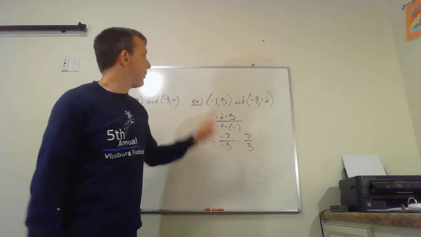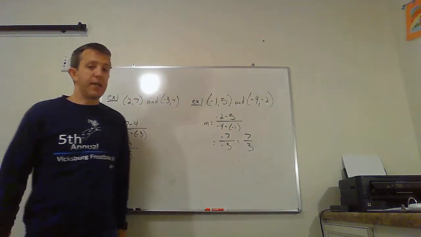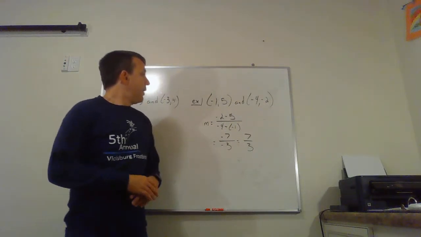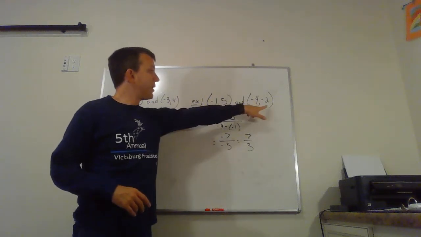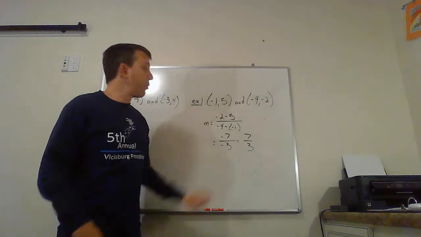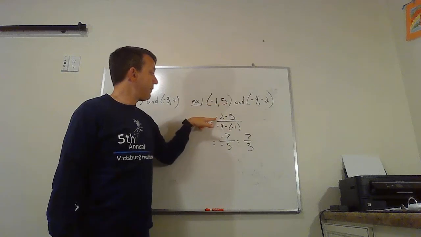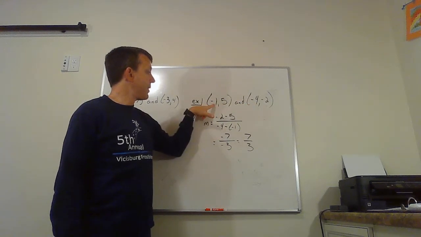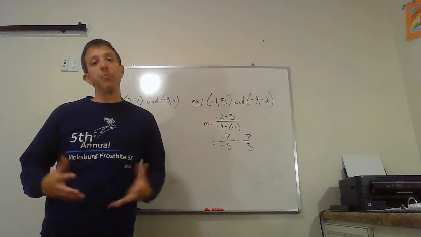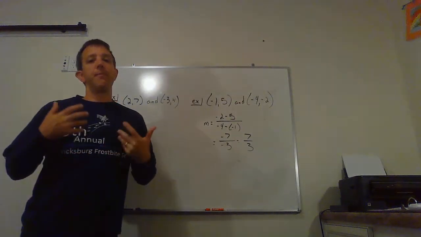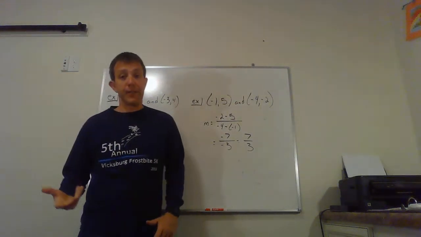For my second example, -1, 5 and -4, -2. This time I chose to take the second point as the second point. So I did -2 minus 5 on the top and then -4 minus -1 on the bottom. Again, be really careful with all the signs. Make sure the order stays the same, all that kind of good stuff.